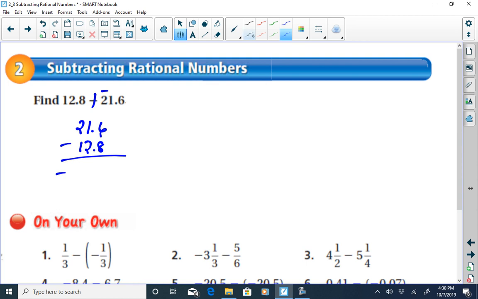All right, now we subtract. I can't subtract 8 from 6, so I borrow from the 1, rename it as 0. That 6 becomes 16. 16 take away 8 is going to be 8. Decimal point. Can't subtract 2 from 0, so I borrow from the 2, rename it a 1. That 0 becomes a 10. 10 take away 2 is going to be 8. All right, and -8 8/10 is going to be our answer.